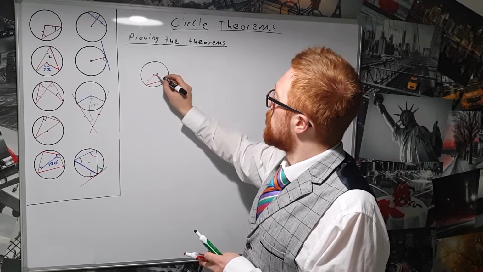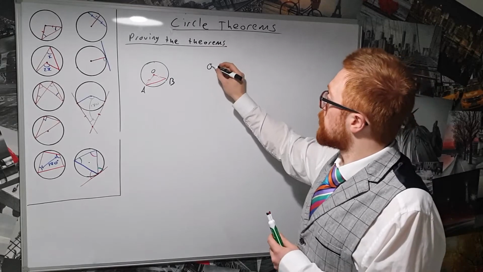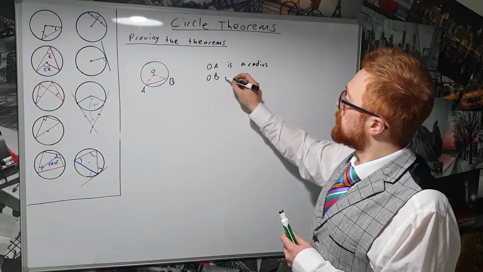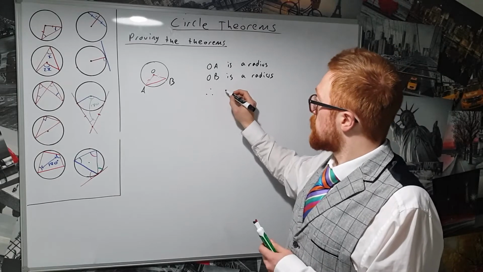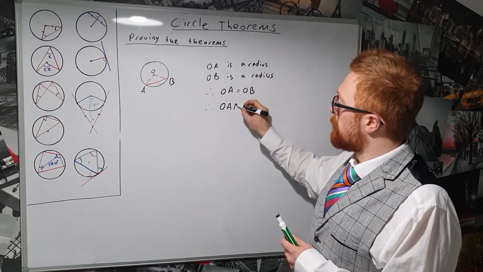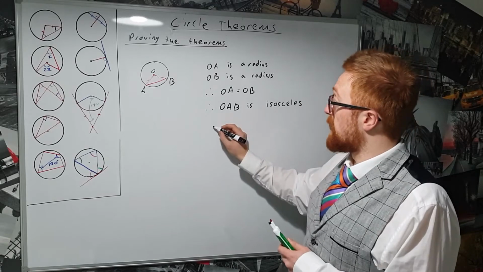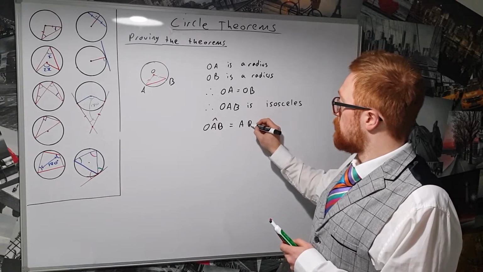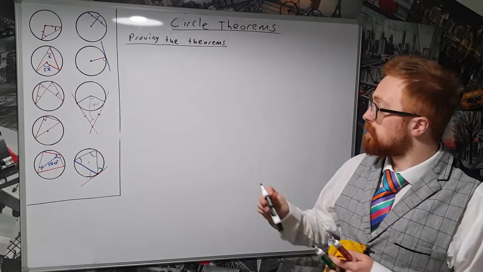So let's label this triangle OAB. We have that OA is a radius and OB is a radius. That means that OA is equal to OB, and that means that triangle OAB is isosceles, and that angle OAB is equal to angle ABO. And then that's the first one done. Okay, on to our second one.